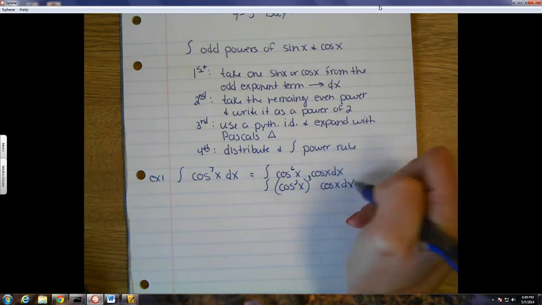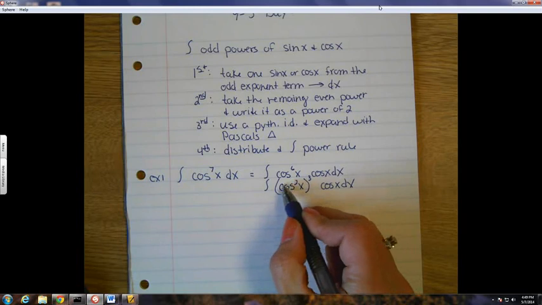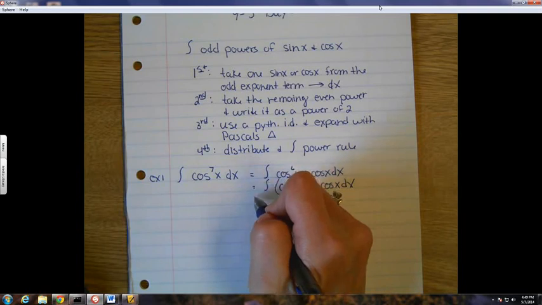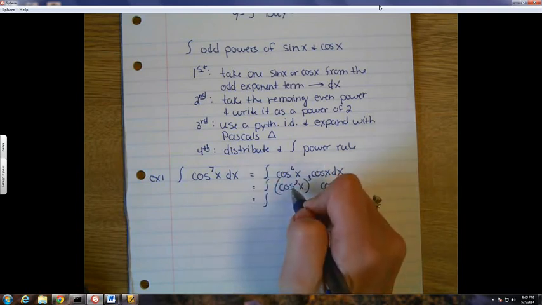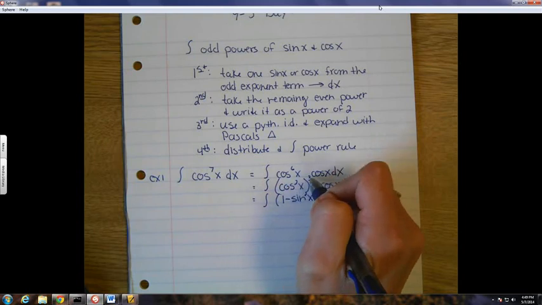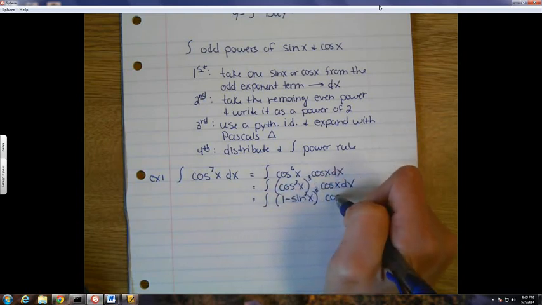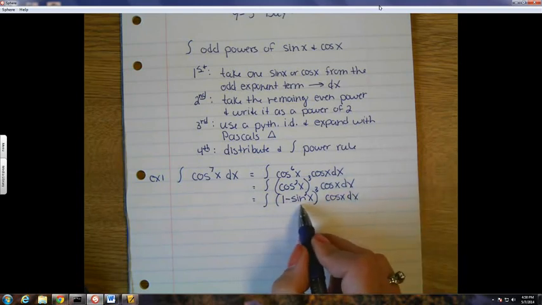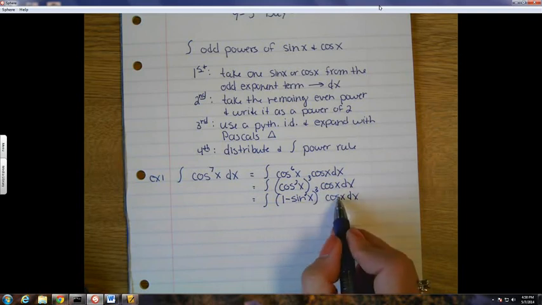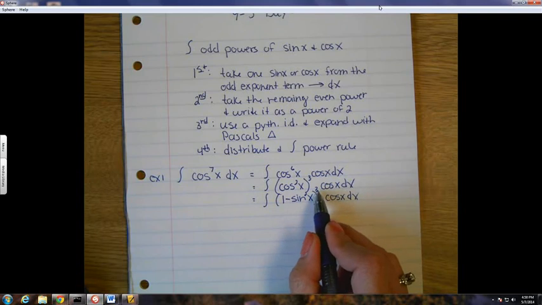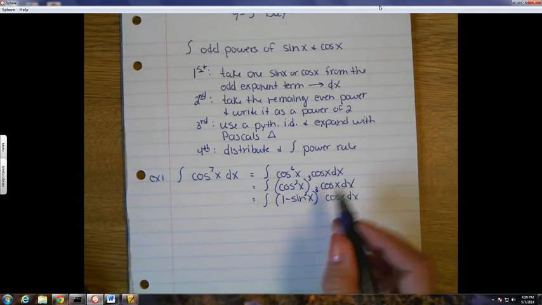And then I still have my cosine x dx. And the reason I write it as cosine squared is now I can use my Pythagorean identity, sine squared plus cosine squared equals 1, and do the substitution. So in place of cosine squared, you should know by now that that is 1 minus sine squared. And that's what's still being cubed. So notice I'm going to have sines after I expand, and the derivative of sine is cosine, so I'll be able to do power rule later on here.